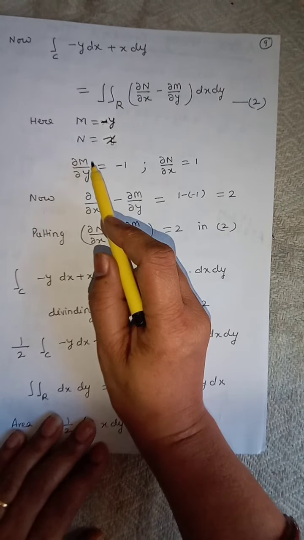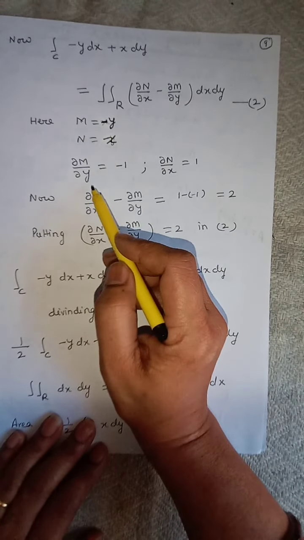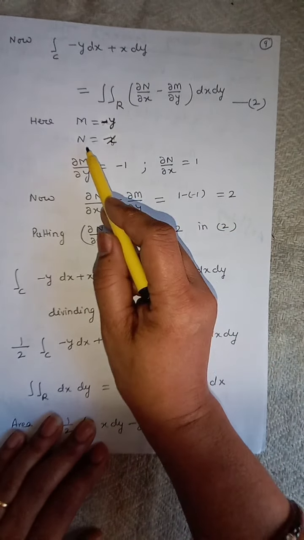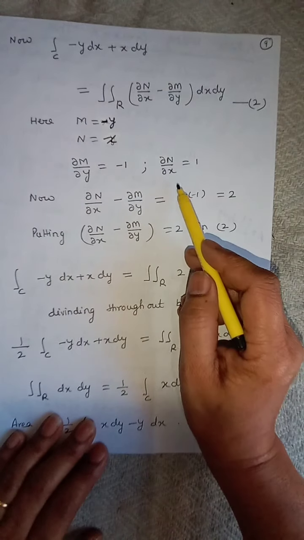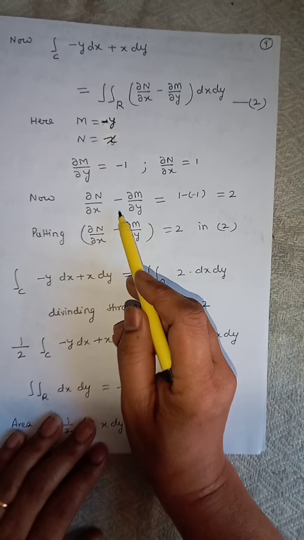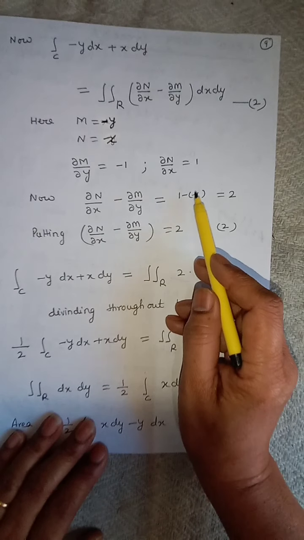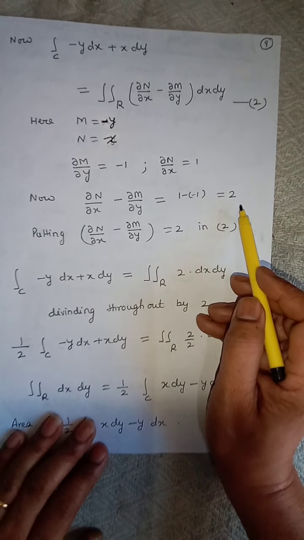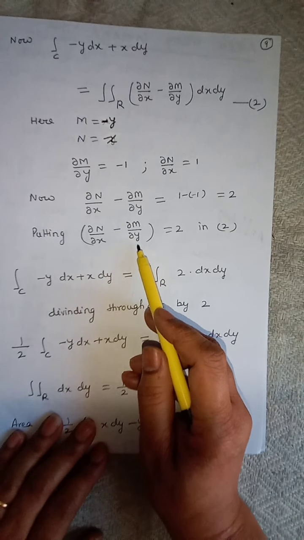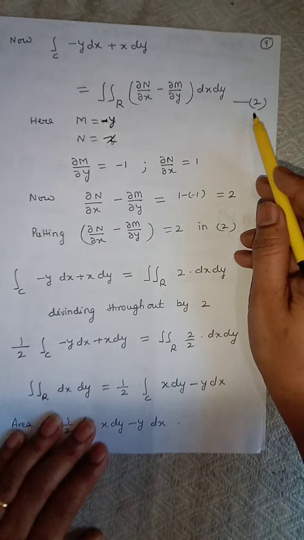Now we find ∂M/∂y. M is −y, so ∂M/∂y is −1. Then N is equal to x, so ∂N/∂x is equal to 1. Now ∂N/∂x − ∂M/∂y is equal to 1 minus (−1), which is equal to 2. So ∂N/∂x − ∂M/∂y is equal to 2. Put this value in equation 2.